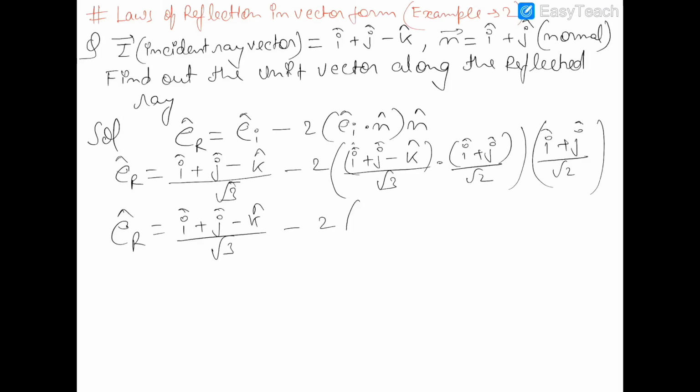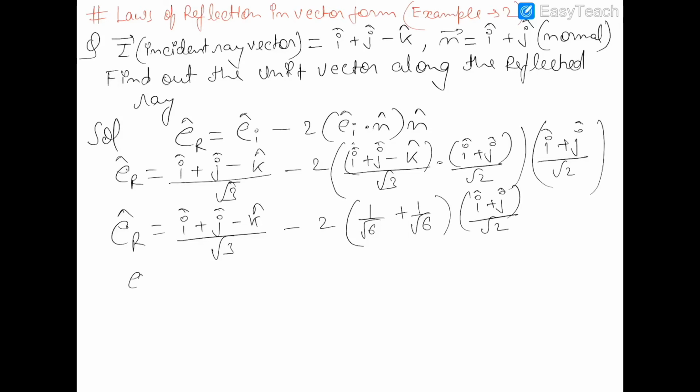First of all, we know how to calculate the dot product of two vectors. So i dot i is 1, so it is 1 by √6, which is √3 into √2. i dot j is 0, i dot k is 0. Now j dot j is 1 also, plus 1 by √6. √6 is √3 into √2. And there is no k component present in n cap, therefore there would be no third term, and it would be multiplied with (i cap plus j cap) upon √2.